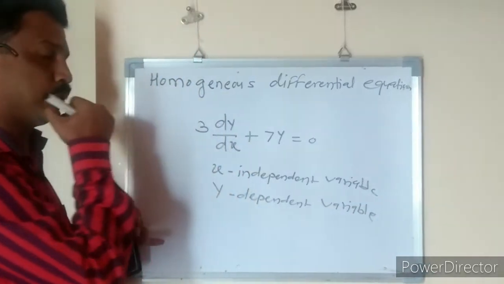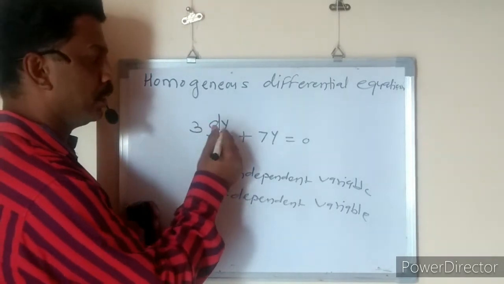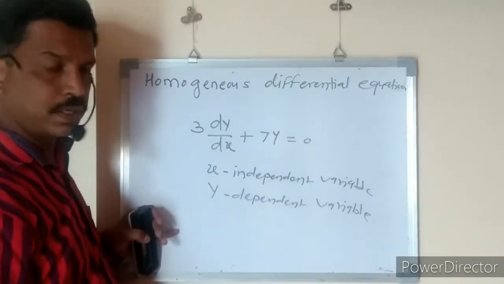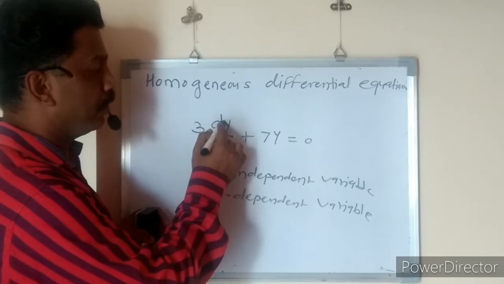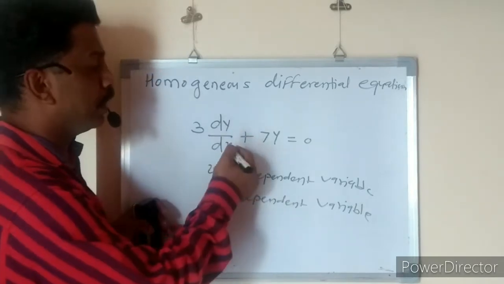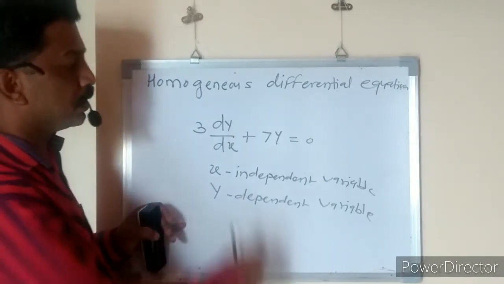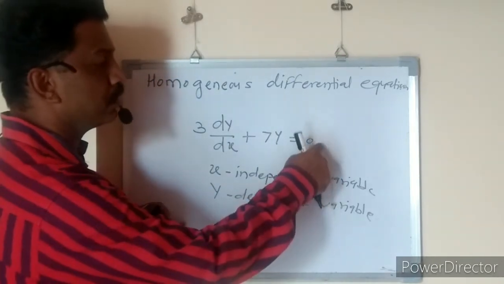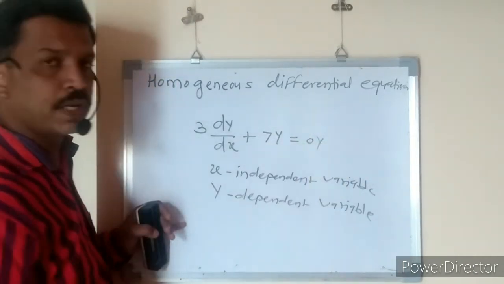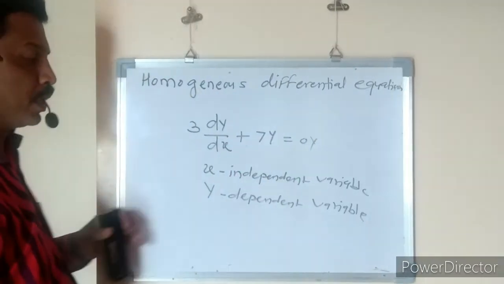So homogeneous equation means what? The equation in which each term contains the dependent variable. In the whole equation, if the term of the dependent variable is present, here dy by dx means y is present, here 7y means y is present, here nothing means 0, we can say 0 into y means 0. So here also the dependent variable is present. Then such type of equation is known as a homogeneous differential equation.